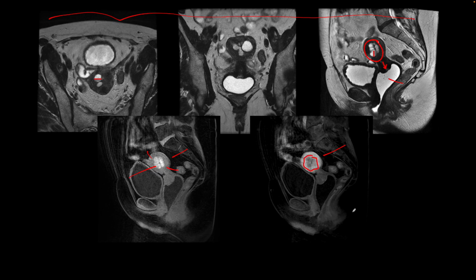And so these findings are characteristic of cervical stenosis. This is seen in older women. The cervix atrophies and the cervical canal is narrowed, so the secretions from the uterus are not able to flow down into the vagina, and so they keep accumulating and distending the endometrial cavity.